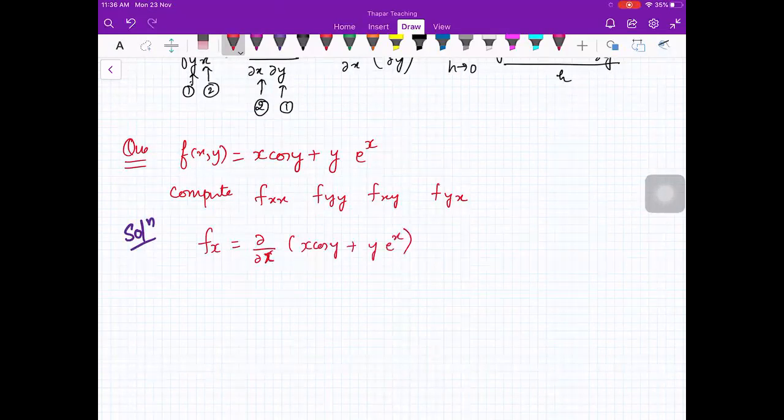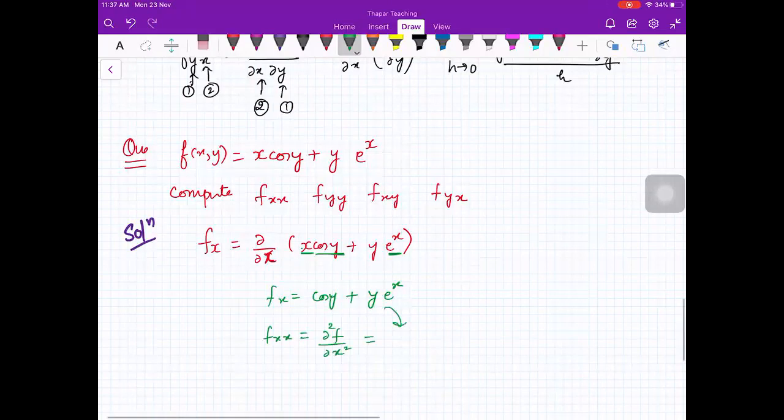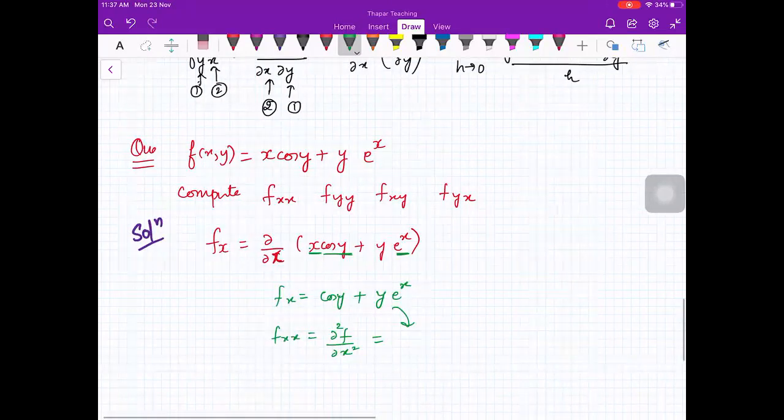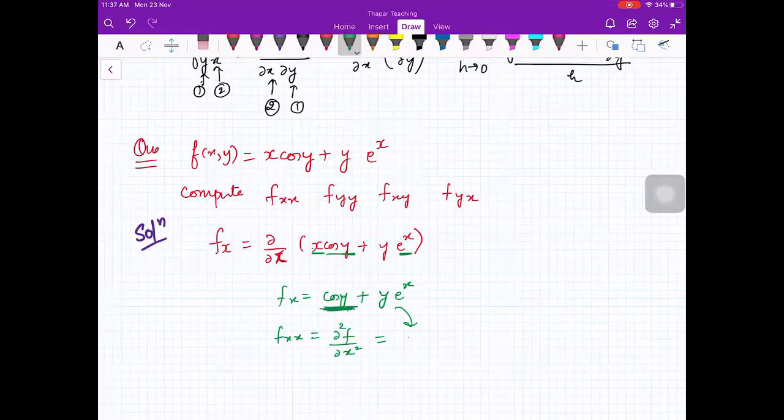When you are differentiating with respect to x, you will treat y as a constant. So cos y is a constant. This will be cos y into the derivative of x, which is 1, plus y into the derivative of e raised to power x, which is e raised to power x. So this is your fx. Now fxx will be the partial derivative of curly f by curly x, so again you differentiate with respect to x. The derivative of cos y with respect to x is 0, plus y e raised to power x. So this is your fxx, right?